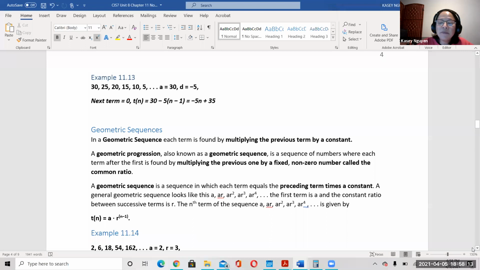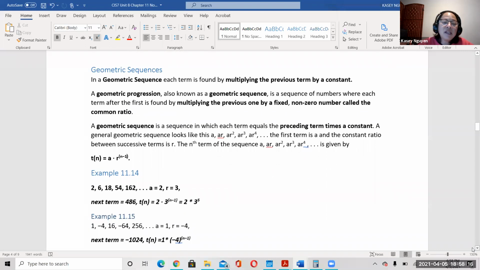Okay, so in this example, in 11.14 on page 4, you have 2, 6, 18, 54, 162 as a sequence. If you are only given this, we can say that a is 2 and r is 3. How do I know it's 3? If I take 6 divided by 2, I get 3. 18 divided by 6, I get 3. 54 divided by 18, I get 3, and so on. Each value is multiplied by 3 to get to the next one, and so on.